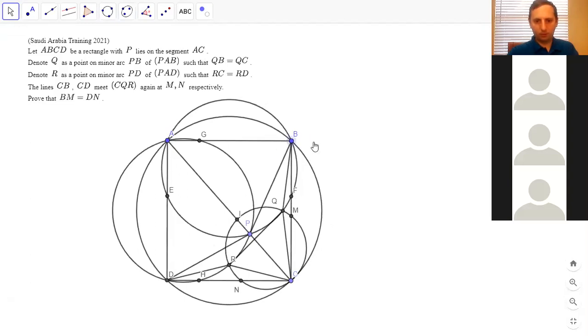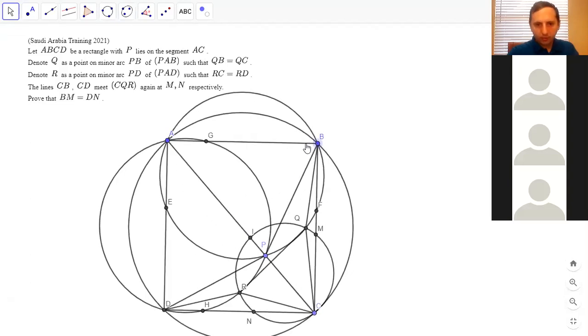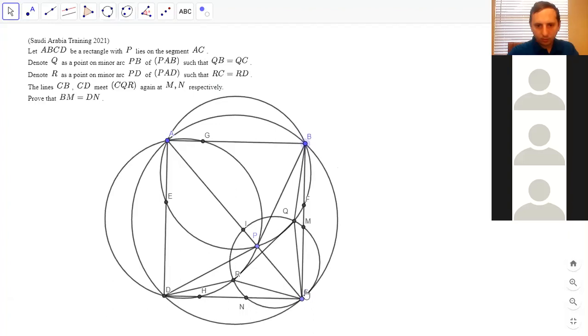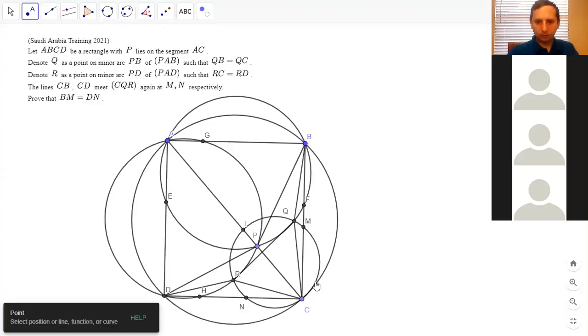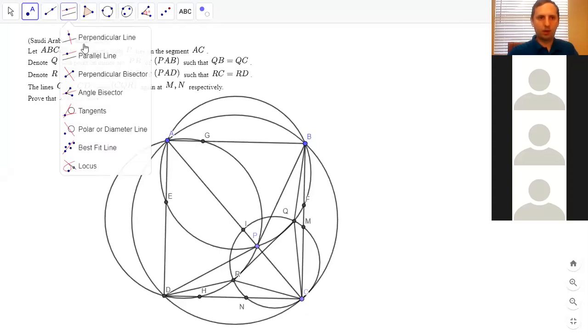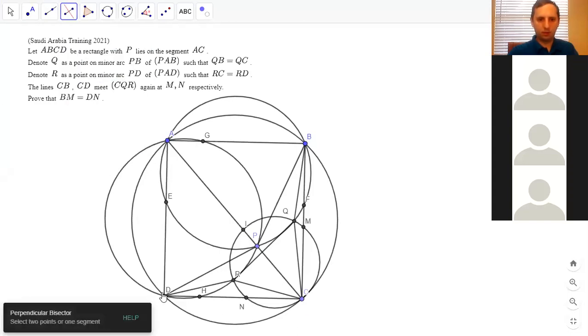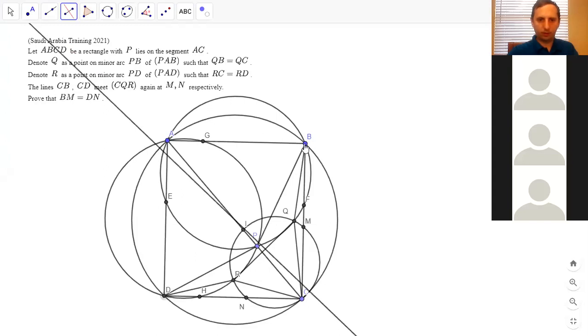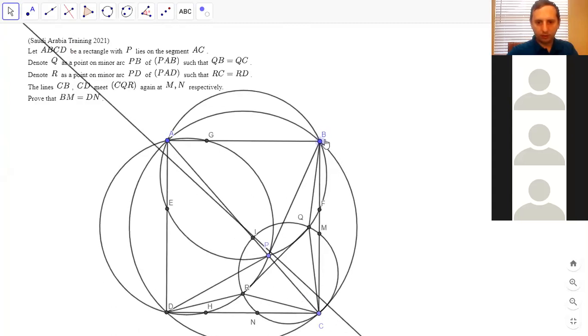So these circles, are they tangent? No, it looks like they intersect again. But let's draw that midpoint. Maybe there's something special about it. So let's draw the perpendicular bisector of, okay, so that's where those two circles intersect.